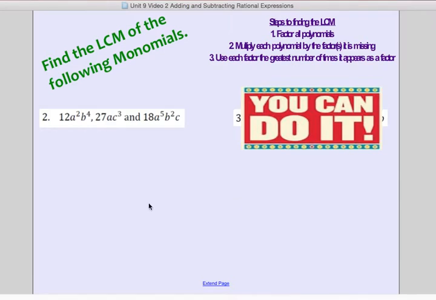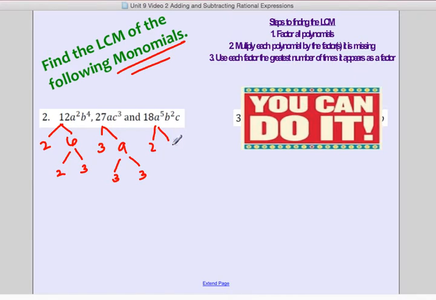Okay, so we're going to find the LCM of the following monomials. Biggest thing is they're monomials, they're singles, so we do not need to factor when they are monomials. All we need to do is the factor tree. What does 12 factor into? It's 2 times 6, and then it's 2 times 3. So 12 is really 2 times 2 times 3. 27 is 3 times 9, and 9 is 3 times 3. 18 is 2 times 9, and then 3 times 3.